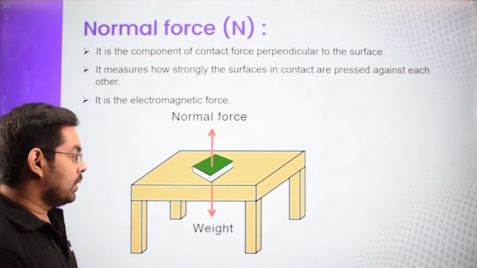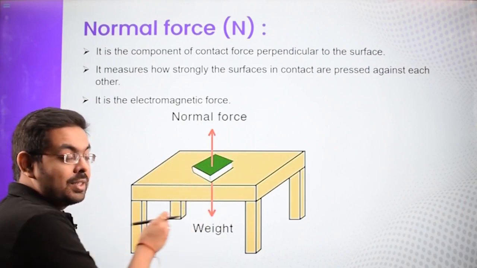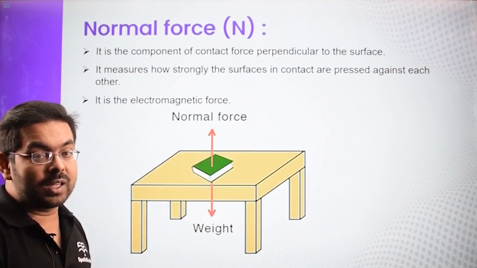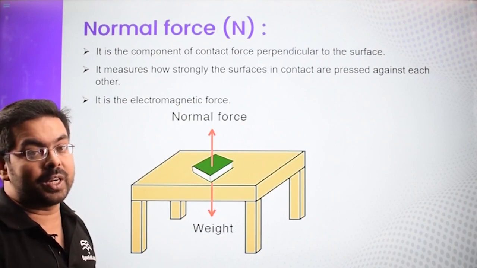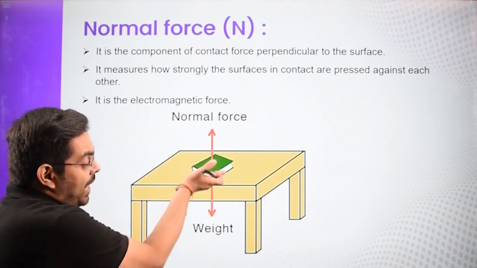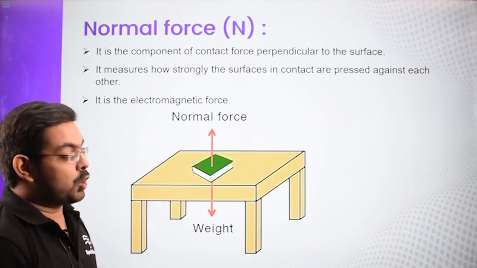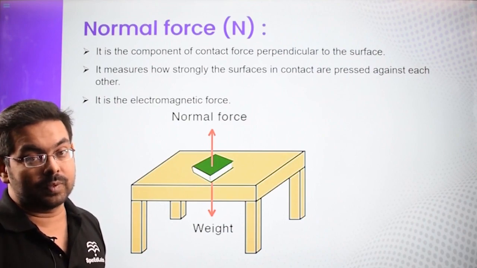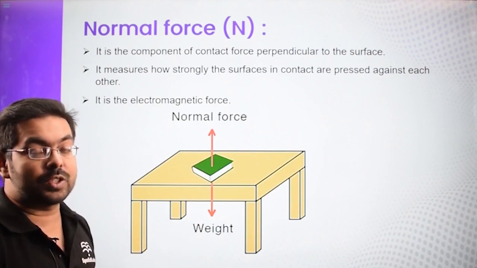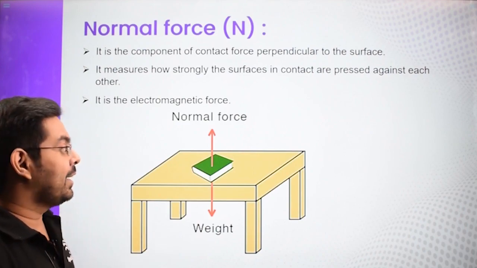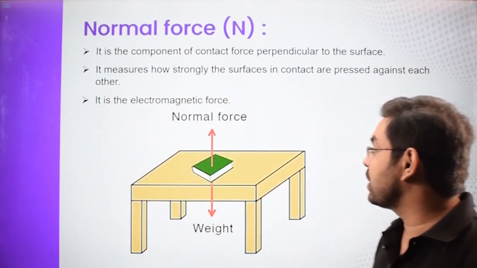See, here is a book which is kept on a table. तो उस पे क्या हो रहा है बेटा? Its weight, that is the gravitational force of Earth on the book, it is acting downward. So it wants to fall down. But who is stopping it? The contact force by the surface of this table, which will act in the upward direction, is stopping the book from falling. Okay? So since this force is acting perpendicular to the surface of the table, तो इसीलिए this force is called normal force. So this force is always perpendicular to the surface.